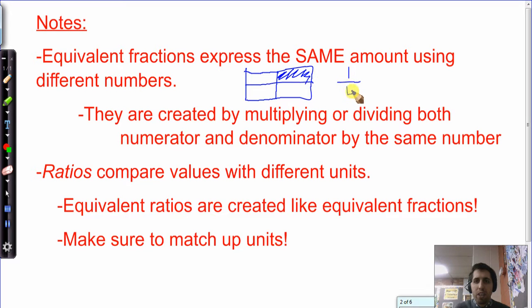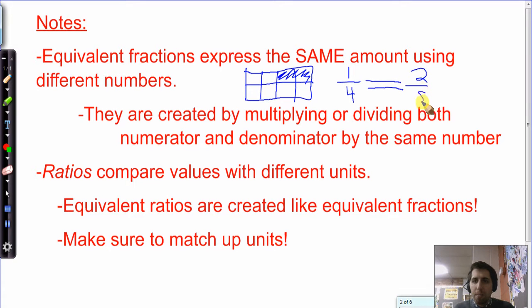1 is shaded out of 4 total pieces. Now I'm going to draw some more cuts. I'm going to double the number of pieces, but I didn't shade anything more. So you should agree that I did not change the amount of that whole shape that was shaded. That's the same portion of the total. That's the same part of a whole that's shaded, but now it's 2 out of 8 pieces.